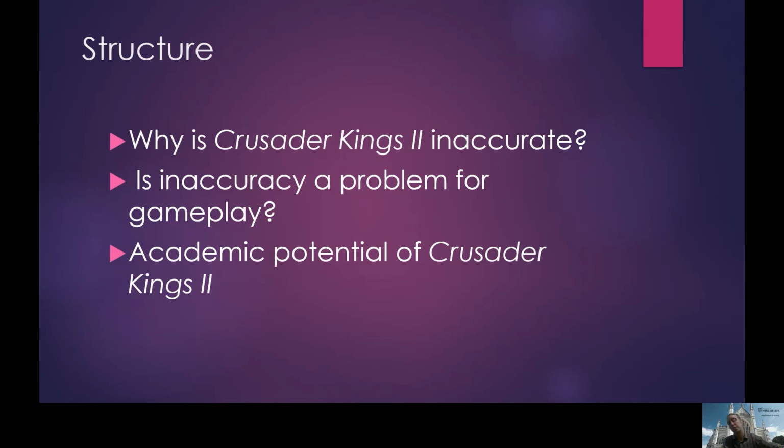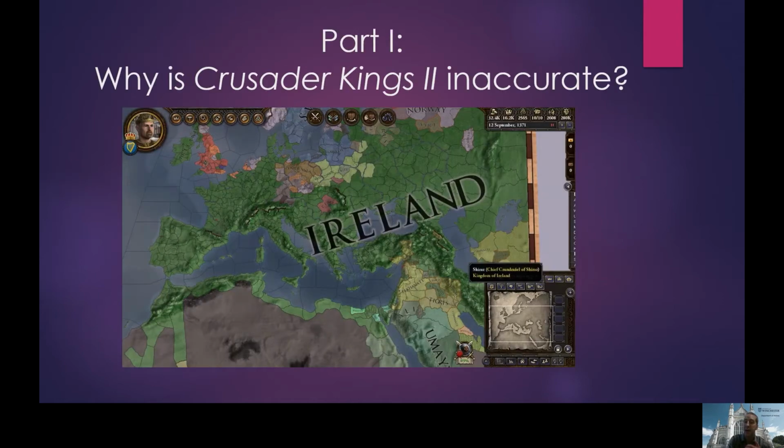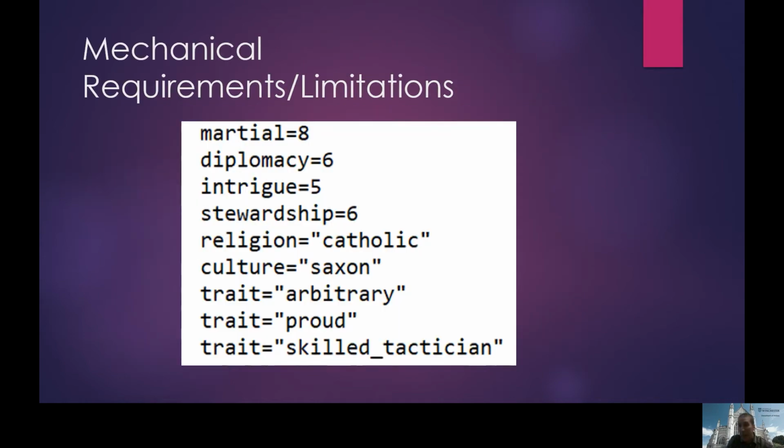So first of all, why is Crusader Kings II inaccurate? Why can you take the Count of Dublin and conquer the world? Why are so many of its characters inaccurate? Why do we have the wrong birth and death dates? Why do we have people married to fictional characters? There are several reasons for this. Perhaps most fundamentally are the mechanical requirements and limitations of the game engine.